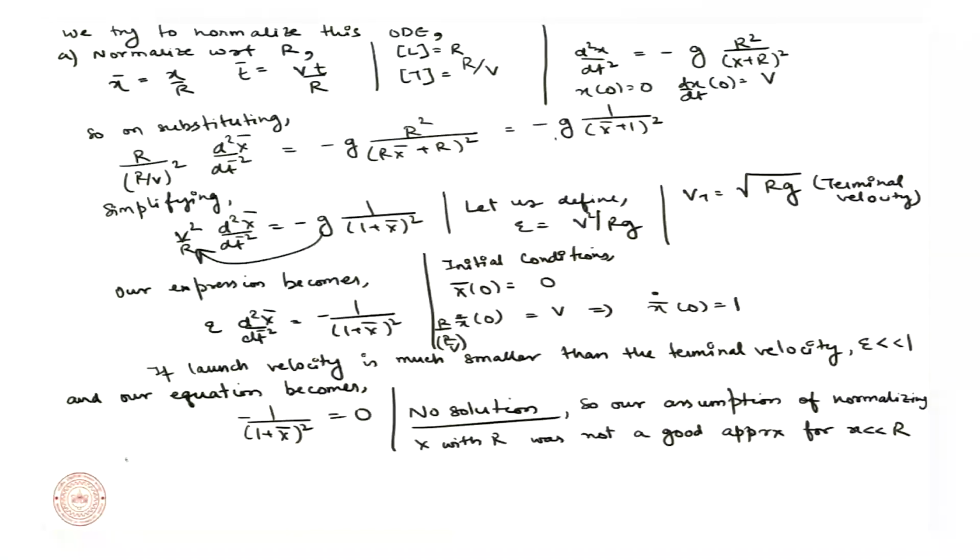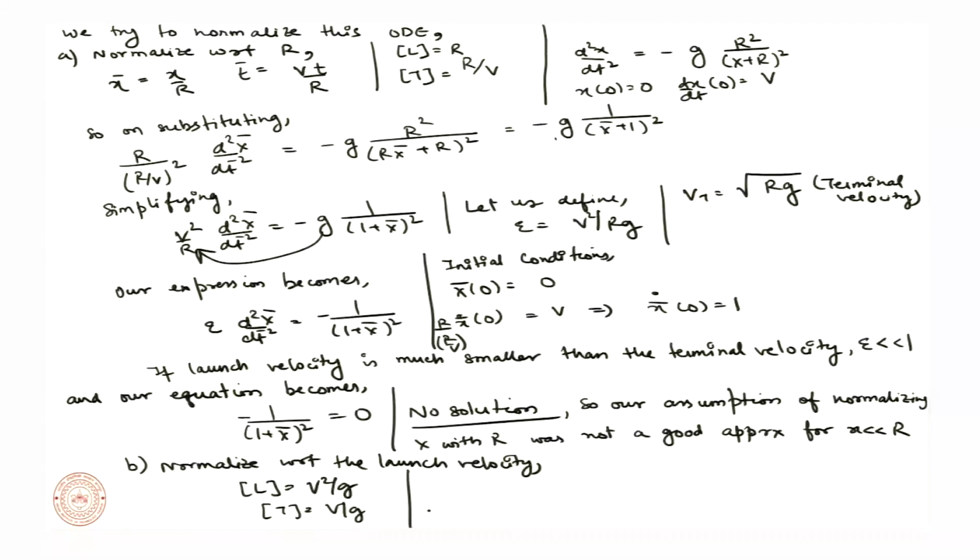So, we can take another case. We can take case B, in which we try to normalize with the velocity. So, we are trying to normalize with respect to the launch velocity. Okay. So, our length dimension becomes v square by g, and our time dimension becomes v by g. If that is the case, then x bar becomes equal to g into x by v square, and our t bar is equal to tg by v.